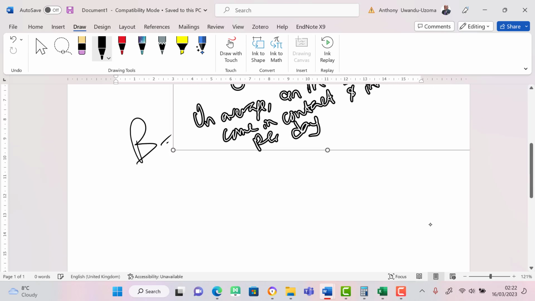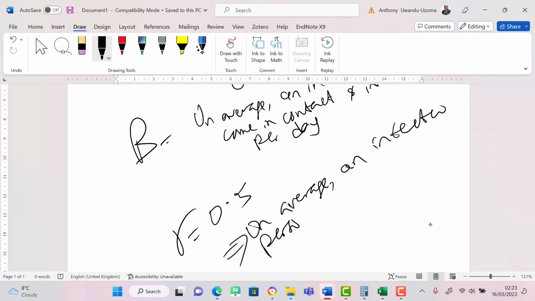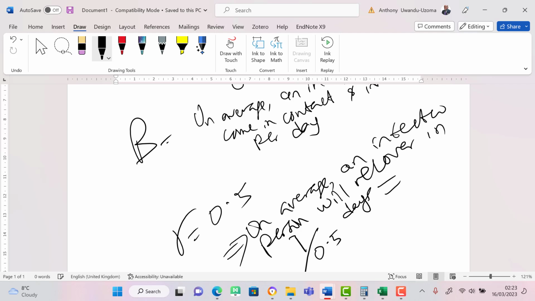Say R is 0.5 per day. So R is 0.5. What does it mean? It means that, on average, an infected person will recover in 1/0.5 days. So 1/0.5 is what? 1/0.5 is 2. That would be in 2 days. You can see, if we invert R, you will get the number of days it will take for somebody to recover. Okay, so that is how to interpret it.